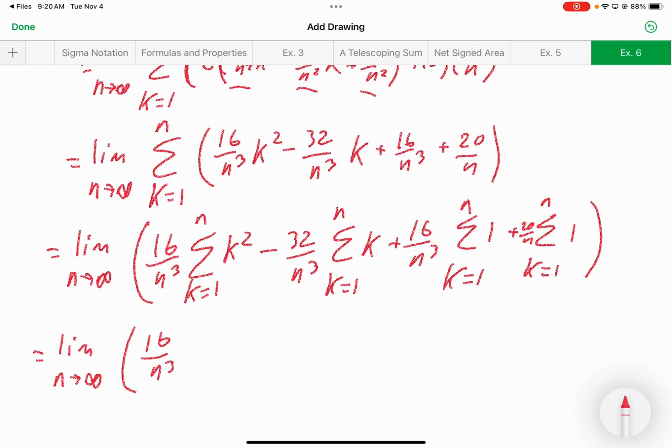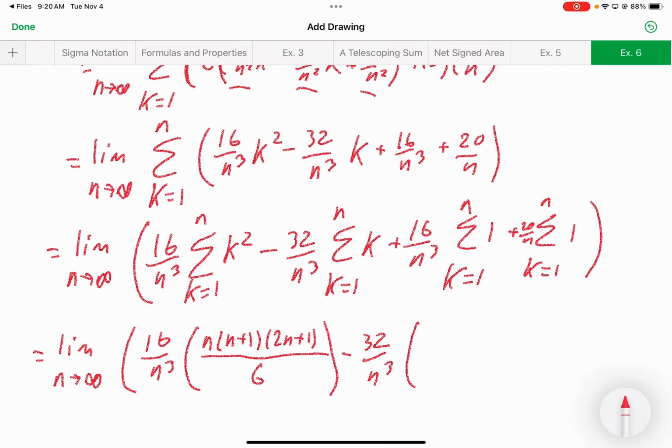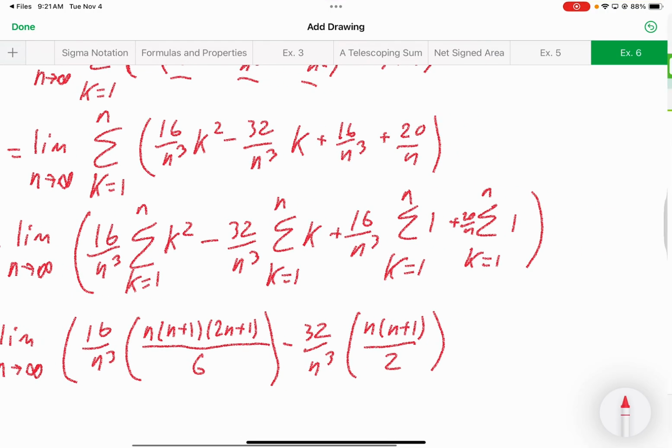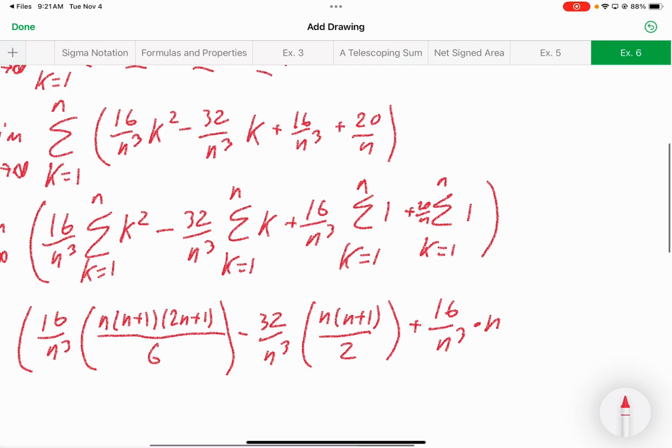All right, 16 over n cubed. And then our formula for sum from k equals 1 to n of k squared is n times n plus 1 times 2n plus 1 over 6, minus 32 over n cubed times that sum, which would be n times n plus 1 over 2, plus 16 over n cubed. Okay, so the sum of 1 would just be n, because it's just 1 added together n number of times, so it's just n. And then it would be just plus 20 over n times n.